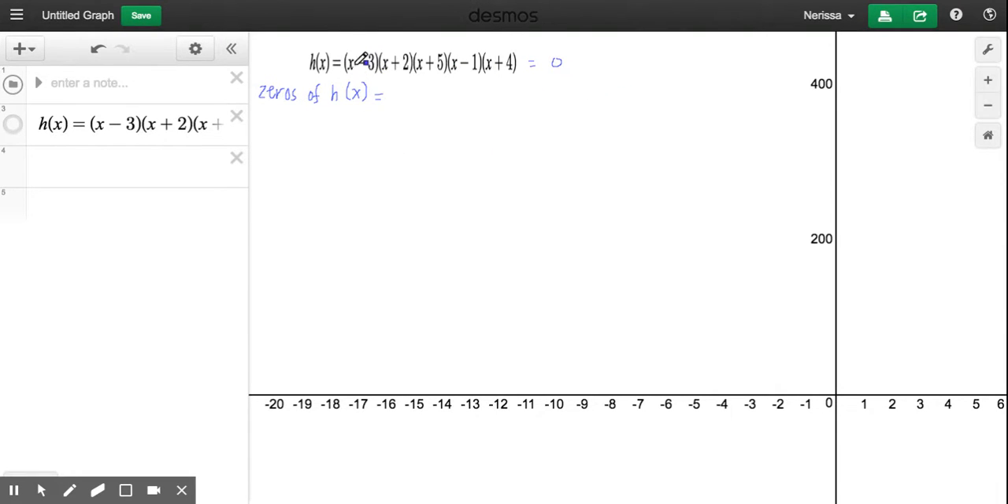And so for x minus 3 equals 0, we're going to get x is equal to 3. For x plus 2 equals 0, x is equal to negative 2. X plus 5 equals 0, x is equal to negative 5. And for x minus 1 equals 0, x is equal to 1. And for x plus 4 equals 0, x is equal to negative 4. So these are the zeros of h of x.